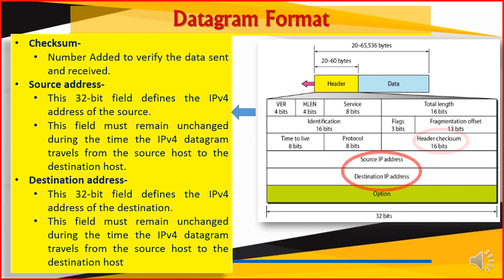The next block is the destination address block. This 32-bit field defines the IPv4 address of the destination. This field must remain unchanged during the time the IPv4 datagram travels from the source host to the destination host. The last block is the options block, which is used for future purposes.